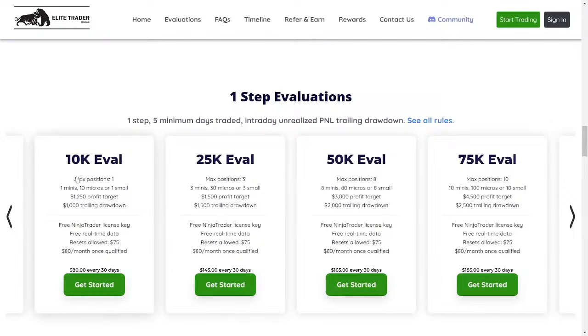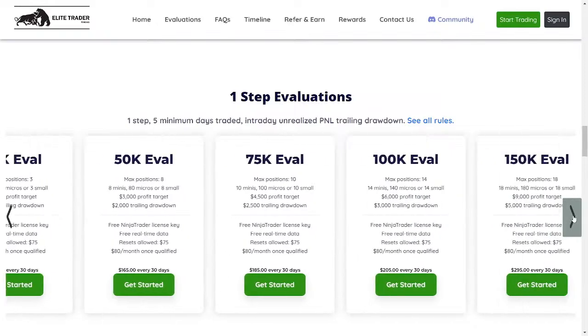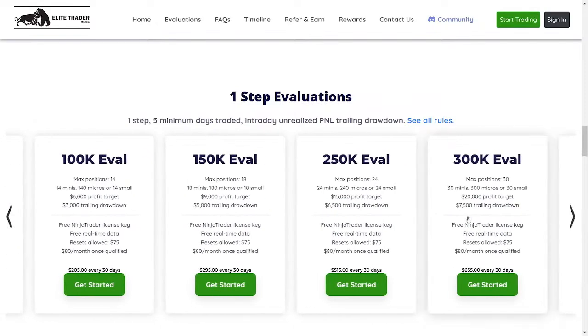Again, they have a lot of different options for size of your accounts, 10K all the way up through a 300K evaluation size. So that is a lot of different options here, as well as the fact that you can have up to 20 accounts with them. That is a lot of funding. Here you can see the max number of contracts that they will allow, minis versus micros, your profit target that you need to aim for, and your trailing drawdown. Again, very similar to Apex and to TopStep, how they treat that.